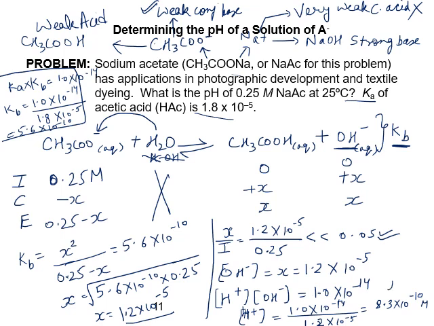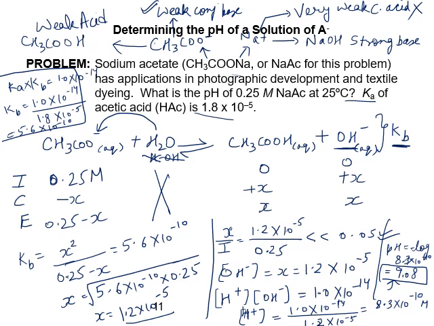If this is my H ion, pH is going to be negative log of 8.3 times 10 raised to the minus 10. Sorry, I'm really low on space here. pH is going to be 9.08. That is your final answer.